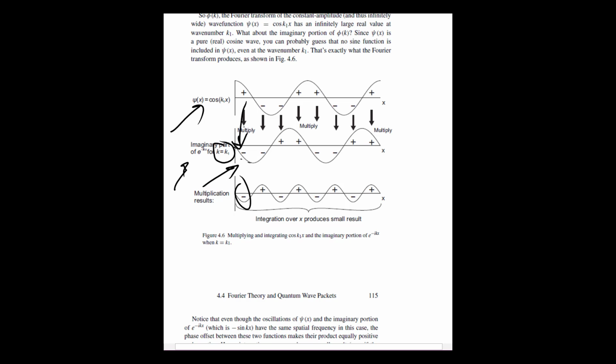Plus times minus is minus, minus times minus is plus, minus times plus is minus, plus, minus, plus, minus. I think you see where this is going. When you run this out all the way to infinity and minus infinity, you have exactly as much area above as below, and you get 0. Just as the orthogonality relation said, the sine integral when psi of x equals cosine of k1x is 0.